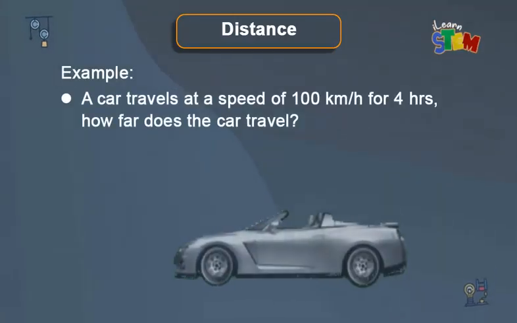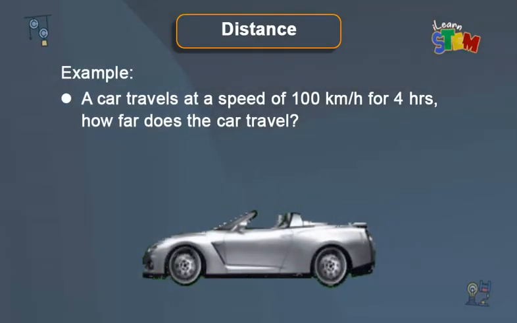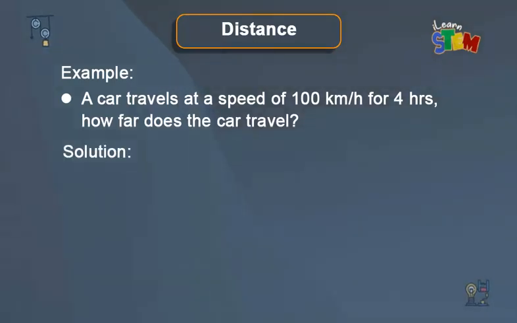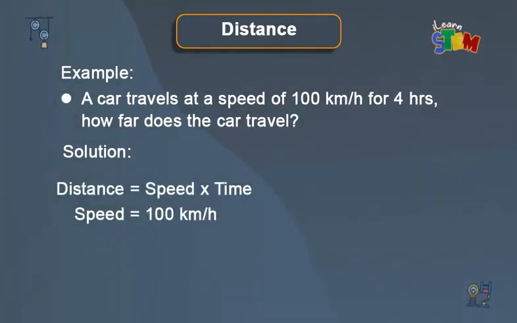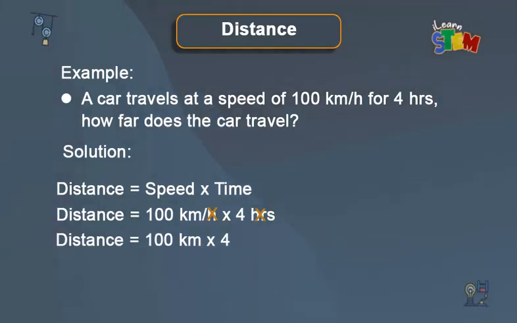A car travels at a speed of 100 km per hour for 4 hours. How far does the car travel? Remember, the formula for measuring distance is speed multiplied by time. The speed of the car is 100 km per hour, and the time is 4 hours. We are going to multiply 100 km per hour by 4 hours. The hours will cancel out each other, which will give us 100 kilometers multiplied by 4. So, the total distance is 400 kilometers.